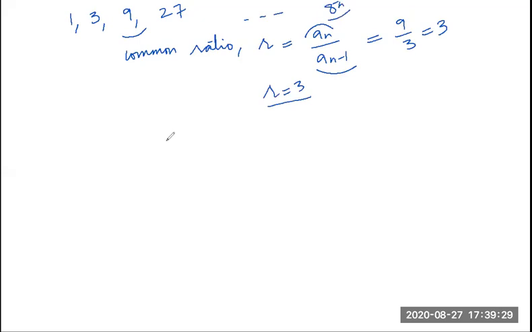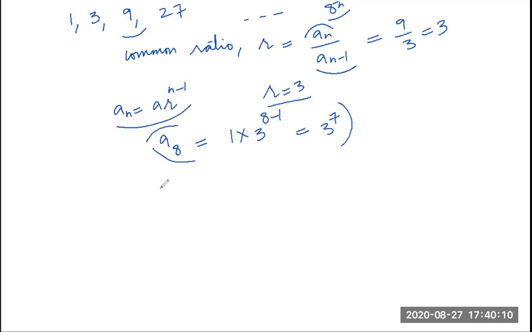So the 8th term is A8. Am I right? So by definition, what is the definition of nth term? An is equal to A R raised to power n minus 1. So Arjinder, what will be the 8th term in this case? A R raised to power 7. So it will be A is 1 into R is 3 raised to power 8 minus 1, that is 7, 3 raised to power 7. So multiply 3 seven times, you will get the 8th term.